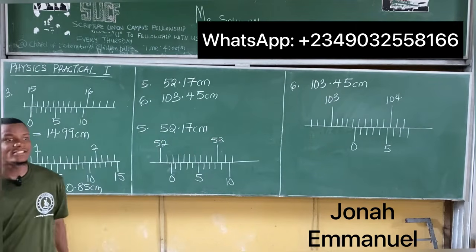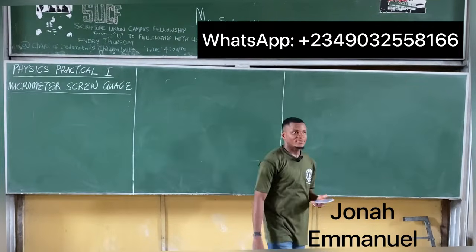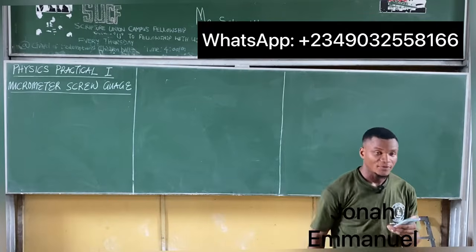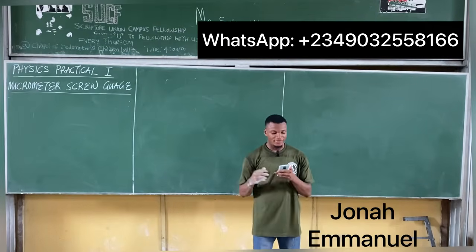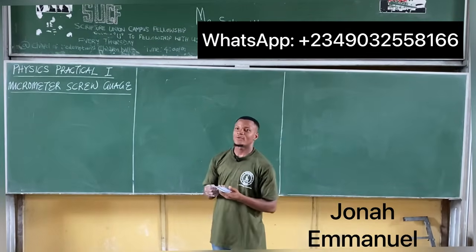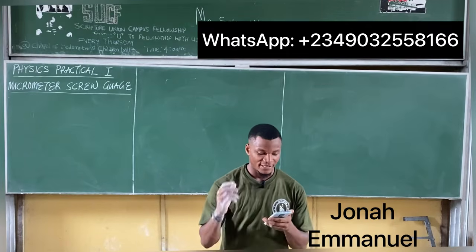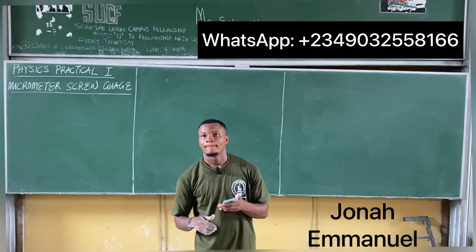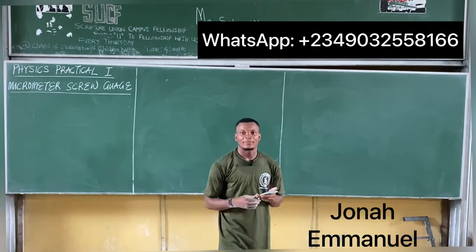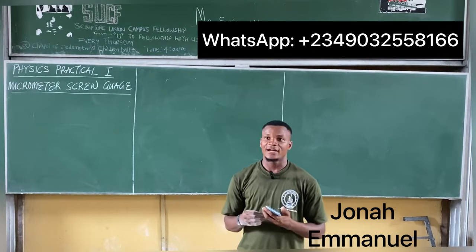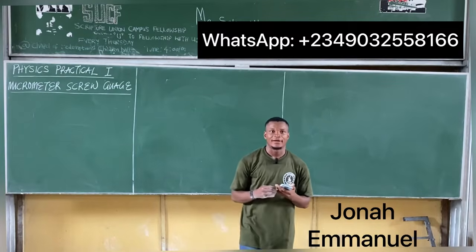One last one, please. Let's look at the micrometer screw gauge, and we are done. Micrometer screw gauge, please. It measures smaller lengths than the vernier caliper. Example, diameter of a wire.